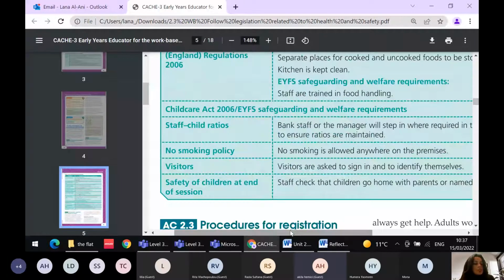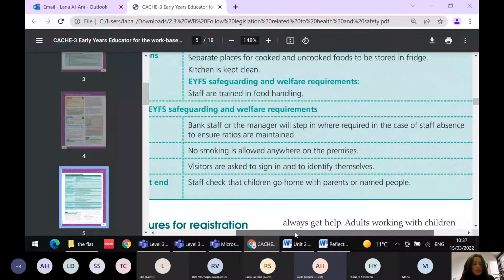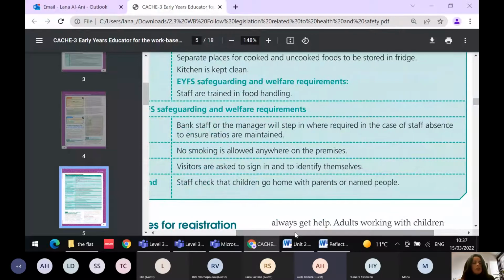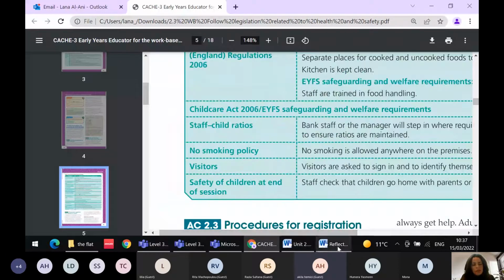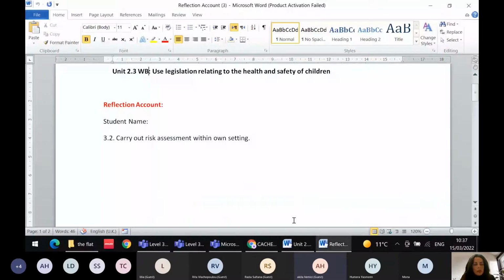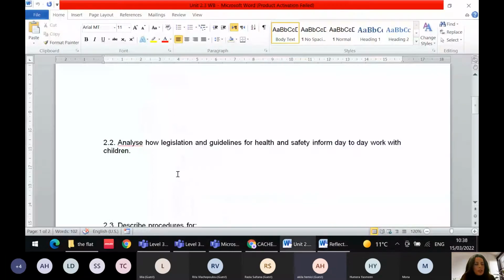Safety of the children at the end of the session is all about the staff checking the children before they go home, that the right person is coming to collect the right child. Make sure of this at all times, and this person should be authorized to pick the child. That's very, very important. So now we have answered this question as well.